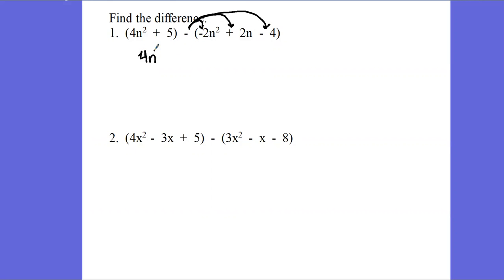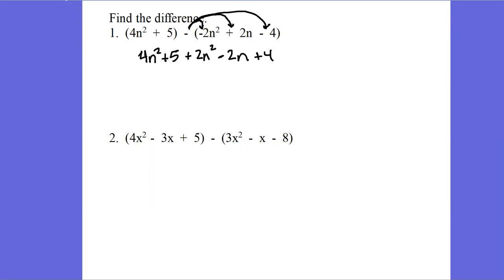So when I rewrite this problem, I am going to write this as 4n squared plus 5. That piece isn't going to change. Once again, when you subtract a negative, we're just going to say plus 2n squared, minus positive 2n. When you subtract a positive, you can just think of that as minus 2n. Don't need the positive sign in front of that 2n. And we're subtracting negative 4, and when we subtract negative 4, we're going to add 4.